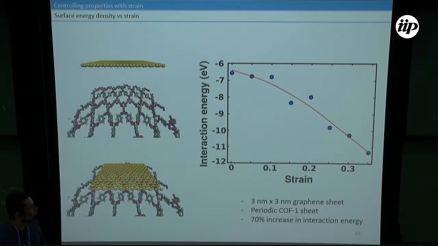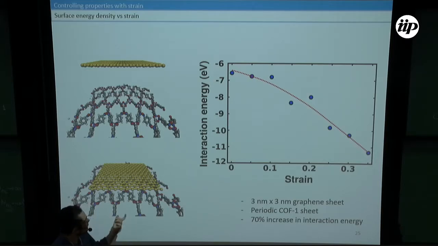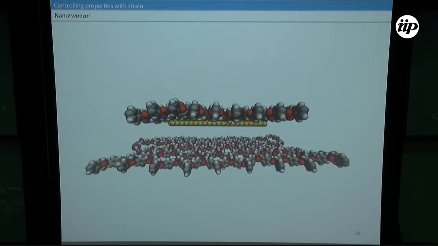And what we see is that the energy does change a lot. If we calculate the interaction between the graphene and the COF, it goes from around 6.5 electron volts up to almost over 11 electron volts. So the interaction energy between the graphene and the COF increased by 70% up to that amount. So how can you use this kind of controllable surface energy to do anything?